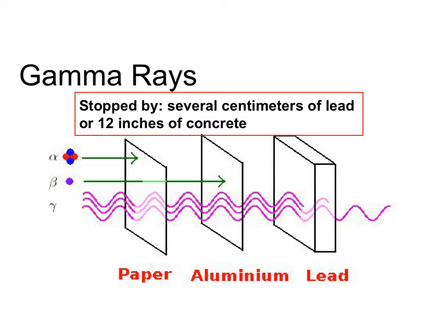Then last but not least is going to be our gamma rays. So gamma rays, notice that we don't see a particular particle. Instead, we're going to see that it moves as a wave instead. As you can see, this wave goes right through the paper, right through the aluminum, and most of it is going to be stopped by lead. So what we can stop gamma radiation with is several centimeters of lead or 12 inches of concrete. That is why around nuclear reactors, oftentimes you're going to see at least 2 feet of concrete around that reactor to try and prevent any of that nuclear radiation from coming out.